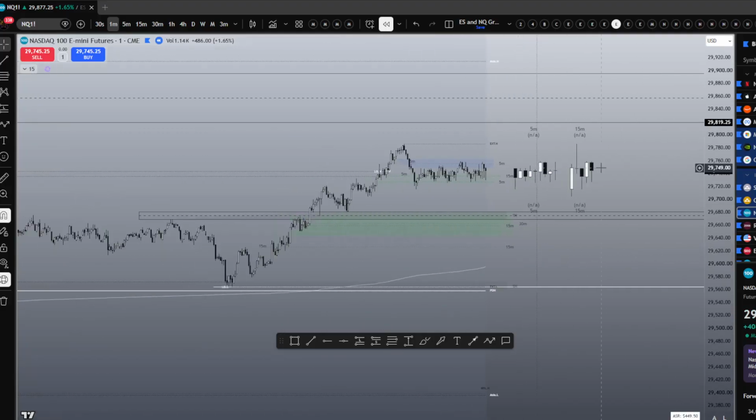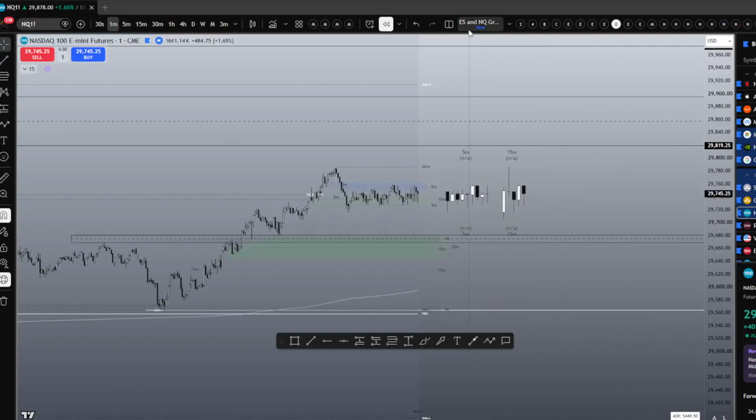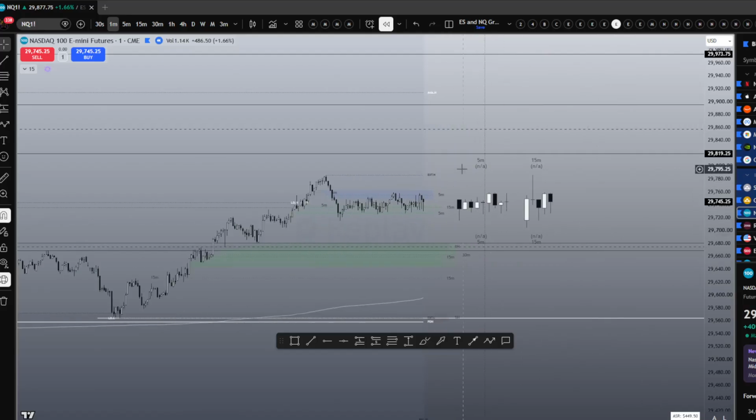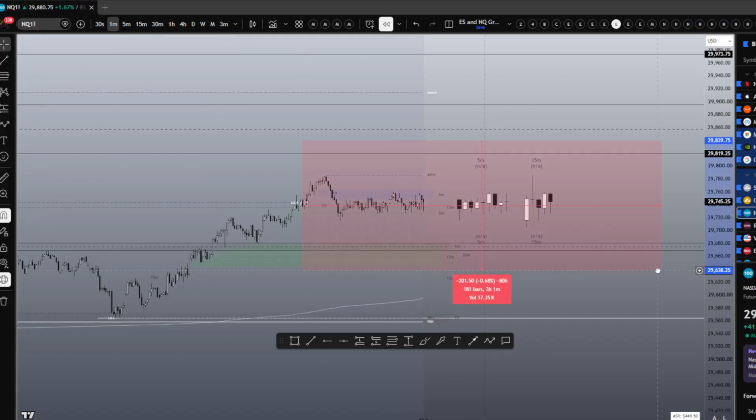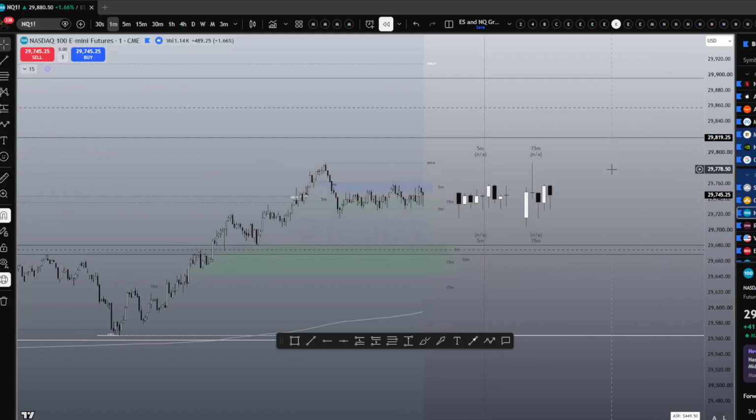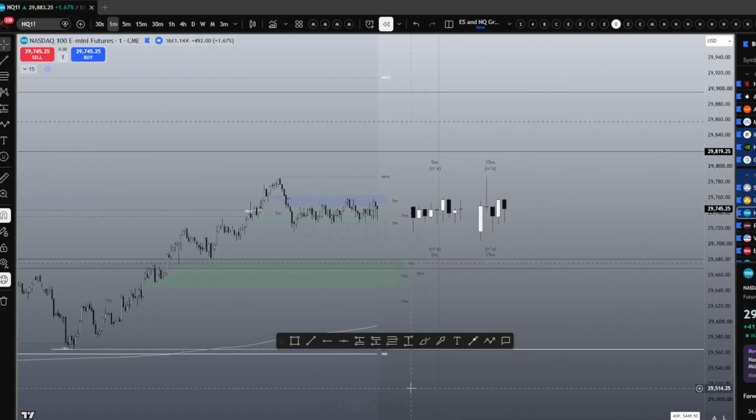And then what I like to do, just to declutter, because I usually have 4 charts in one layout, but I started using this indicator. It's called ICT HTF, so higher time frame candles. So it's just showing me the 5-minute and the 15-minute next to the 1-minute, just so it kind of declutters my chart. So this is why I have that there.